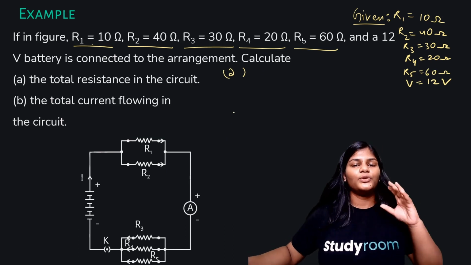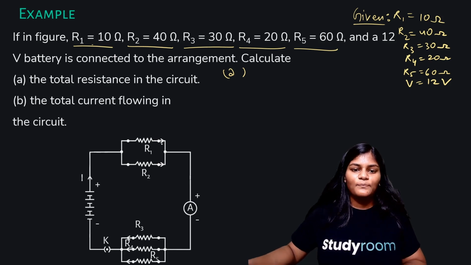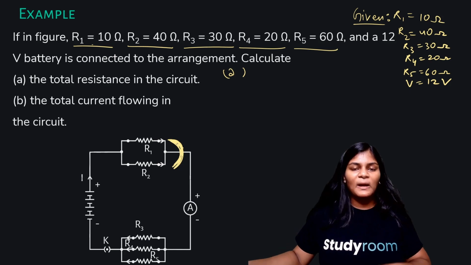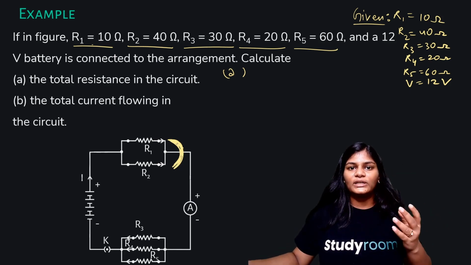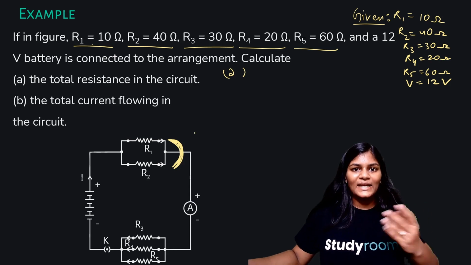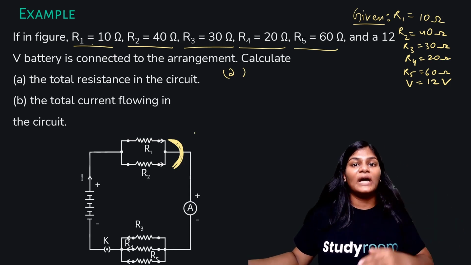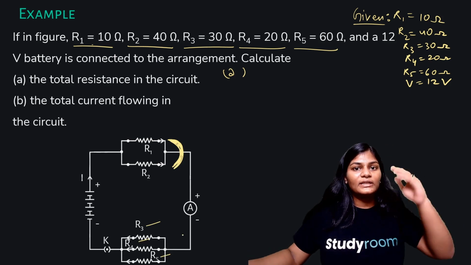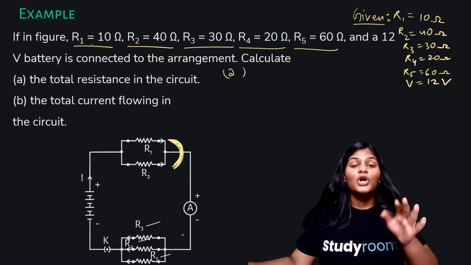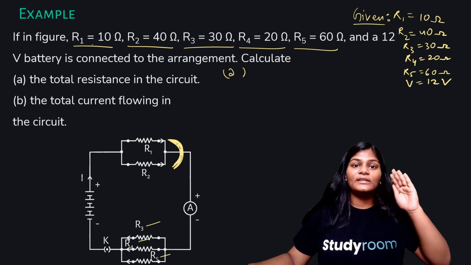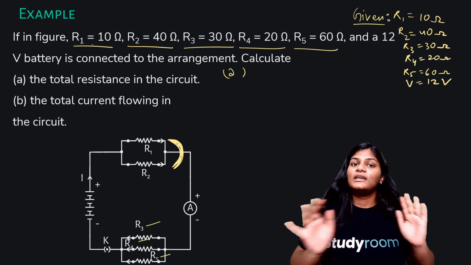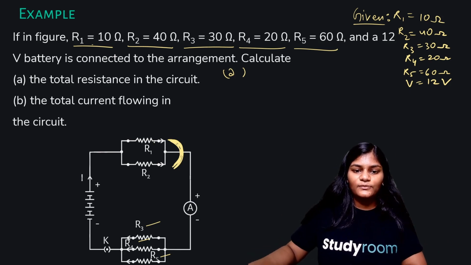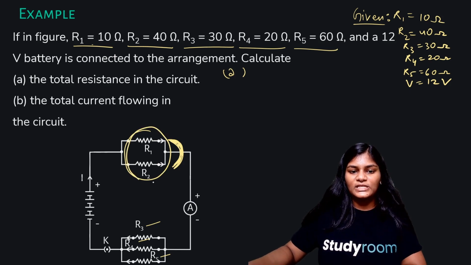Great. The first part says calculate the total resistance in the circuit. Now I want you to analyze the circuit. What can you see? In this part that I am highlighting, I can clearly see that R1 and R2 are connected in parallel, right? They are parallel to each other, one behind the other. And here R3, R4 and R5 are connected in parallel to each other. So we are actually going to calculate their equivalent resistances separately. We first calculate the equivalent resistance of this pair.